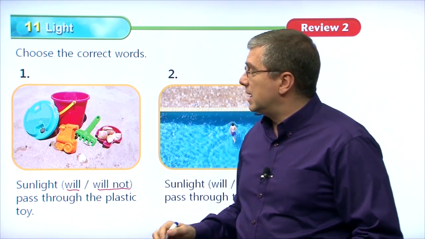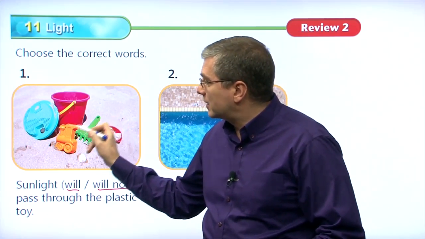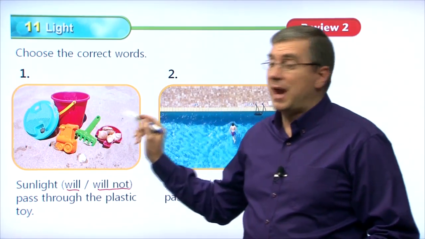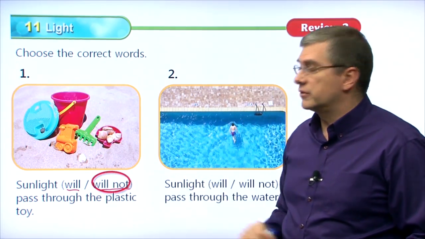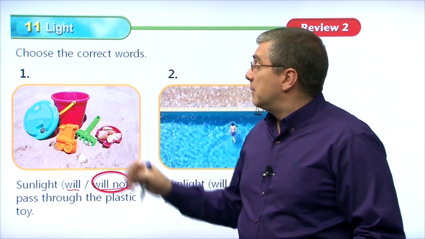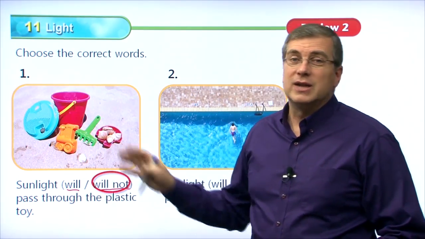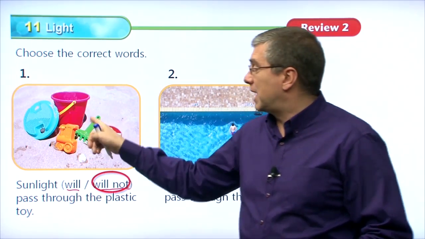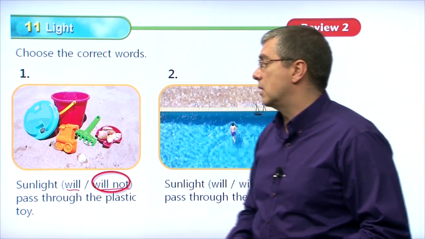Well, we can see very easily, is there a shadow or not? You can see the shadow on the back side there. You can also see the shadow here. That means that sunlight is not passing through. The sunlight is being blocked. So we have to choose will not. Sunlight will not pass through the plastic because we see that there's a shadow here. Of course, it's not clear either. Sunlight will not pass through an object that is not clear. These plastic toys are not clear. Sunlight can't pass through those.